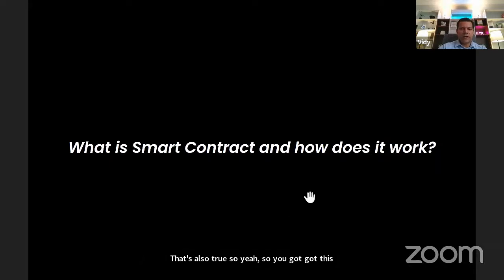How does it work? Has anyone answered that? Smart contract is an agreement between peers to perform secure transaction. There is some explanation here.